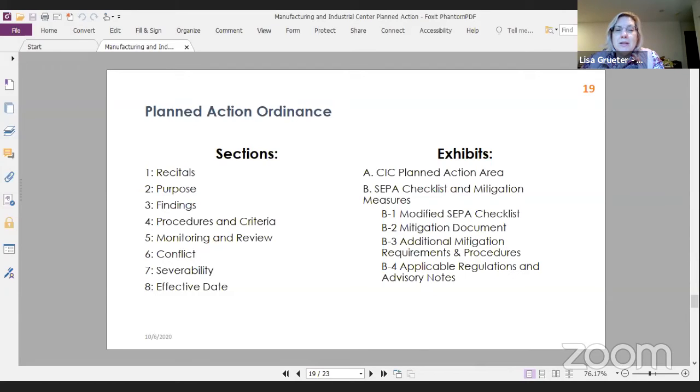Then there are some exhibits that show that in order to be a planned action, you have to be within the boundary we studied. And then there's a modified checklist that builds off the EIS that each planned action would submit when they come in for their permit approvals. And then there's a series of mitigation measures and standards and a reminder to applicants about applicable regulations.